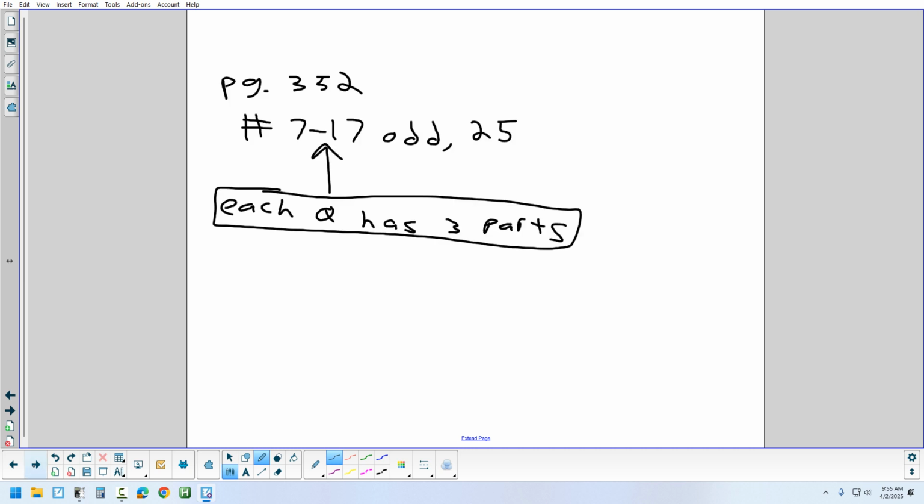Okay, so the homework is 7 to 17 and 25. 7 through 17 has three parts. I think it says find the dot product, find the magnitude, then find the angle. So they're all connected. And 25 is an airplane problem, which we'll probably want to do in class tomorrow.